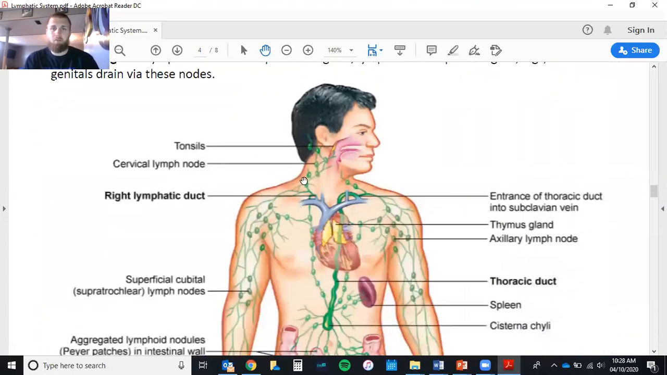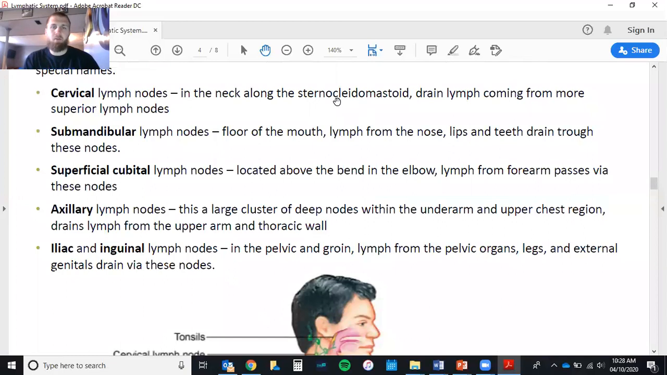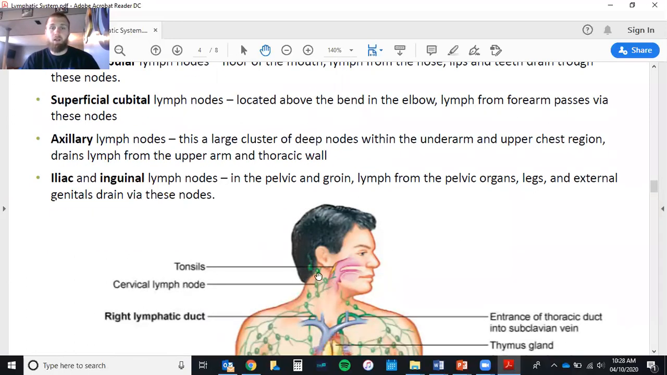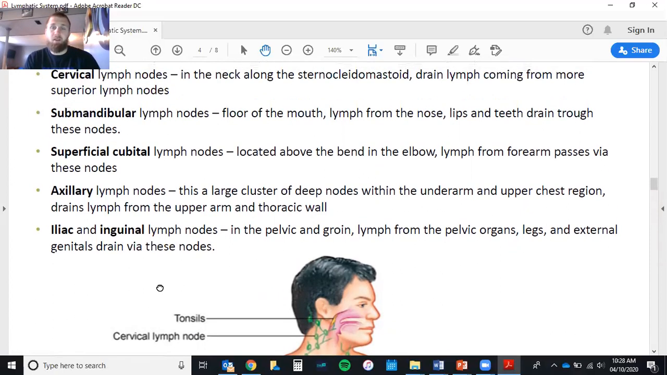First major type I want to talk about are the cervical lymph nodes there in your neck, right alongside that sternocleidomastoid muscle that we talked about earlier in the semester. If you go to the doctor, a lot of times they rub on your neck, not because it feels good, but they're trying to feel for an enlarged lymph node. What we call adenitis is an easy way to find out if somebody's got an infection or something like that, because the nodes will balloon up.